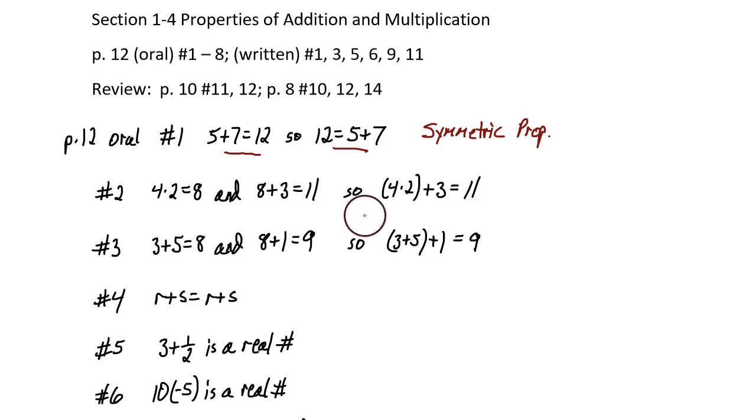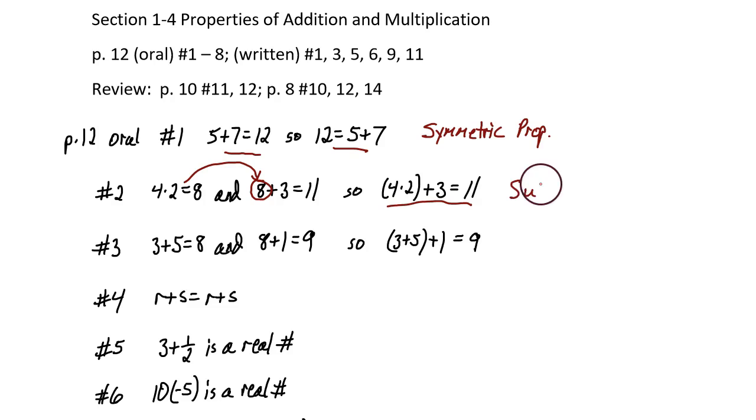Number 2, if 4 times 2 is equal to 8 and 8 plus 3 is equal to 11, then we could write 4 times 2 plus 3 is equal to 11. Why can you do that? What's the connection of this statement to the previous ones? The number 8 has been replaced with 4 times 2.